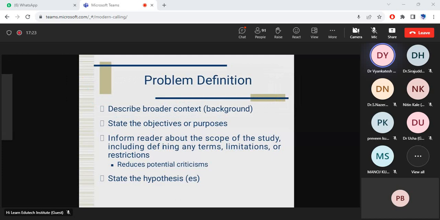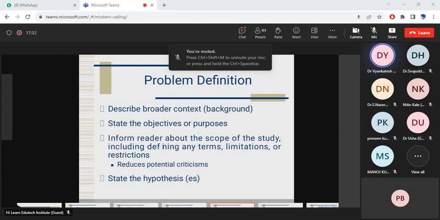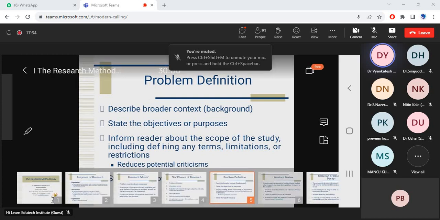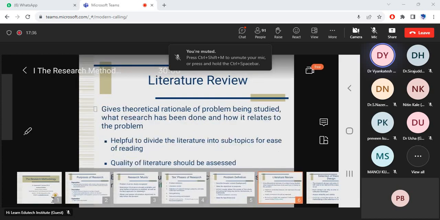Then go for the current literature review. What is the current market status of your research? And lastly, whether work has been done or is in progress over there or not. Then go for selection of research design, the subject, and data collection techniques over there.